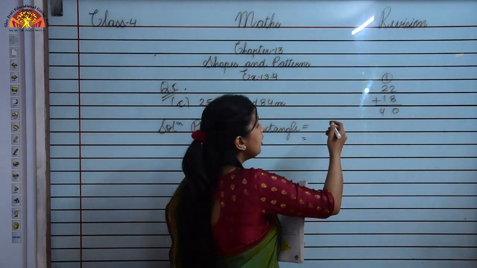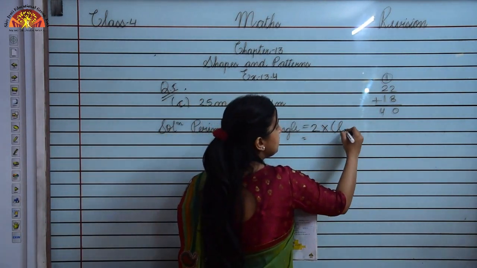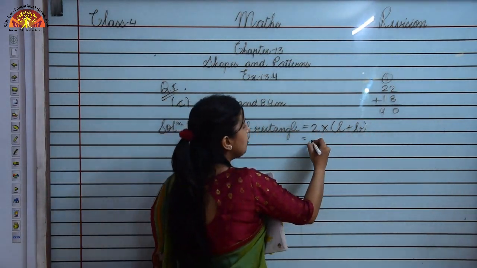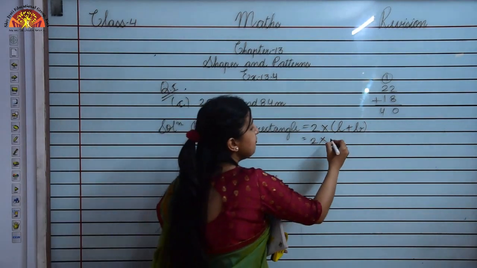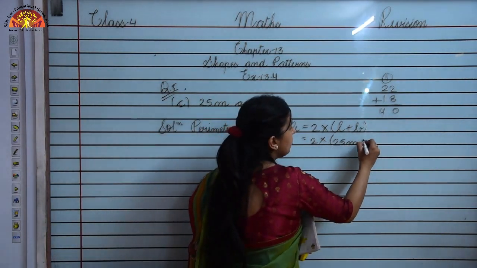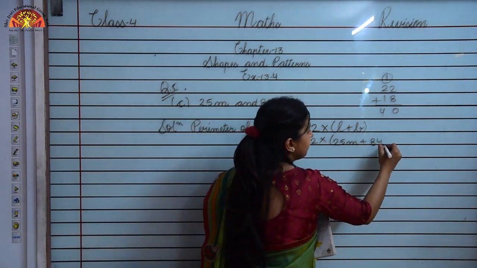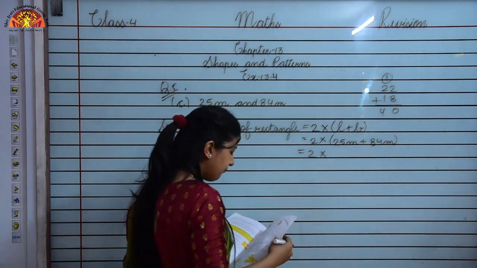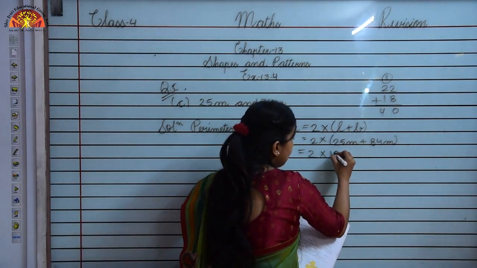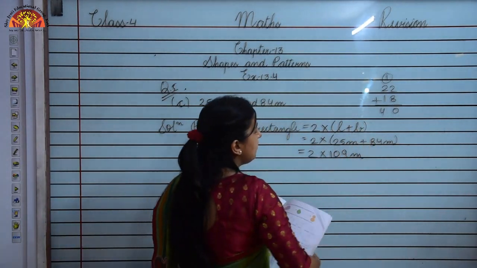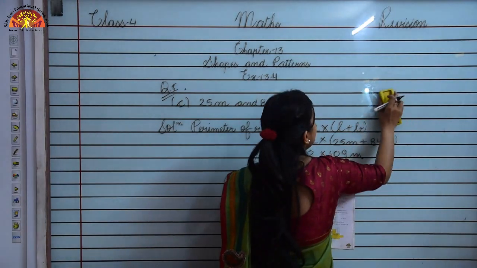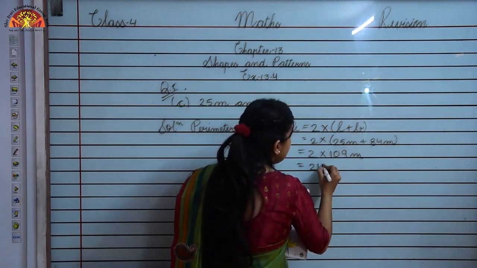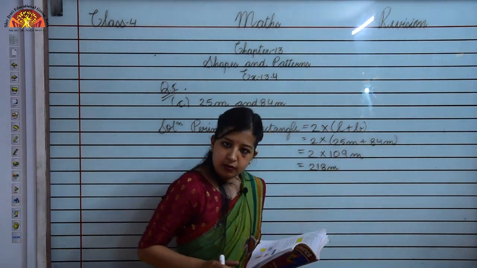So the formula of perimeter of rectangle is 2 multiplied by (L plus B). Fine. Now here length equals 25 meter and breadth equals 84 meter. Now 25 meter plus 84 meter equals 109 meter. Now we will multiply 109 by 2. So the answer will be 218 meter. Fine students.